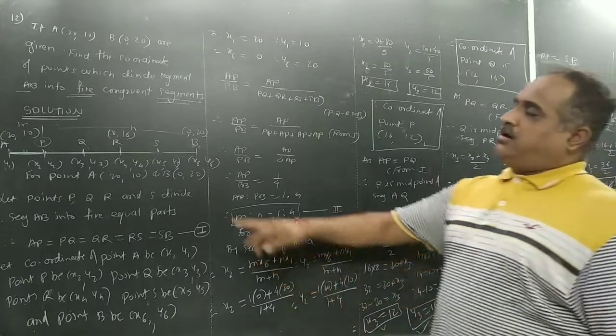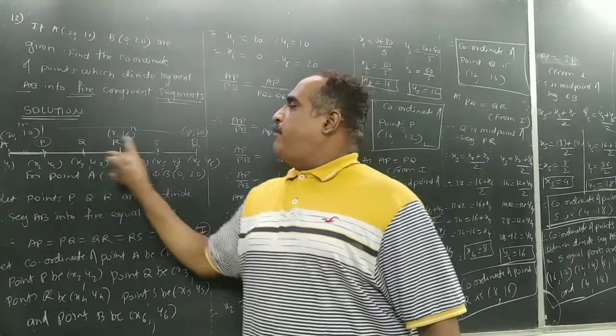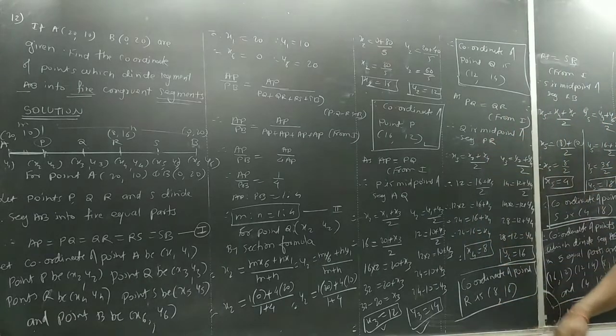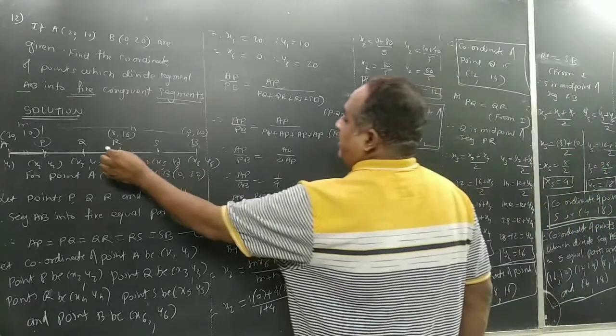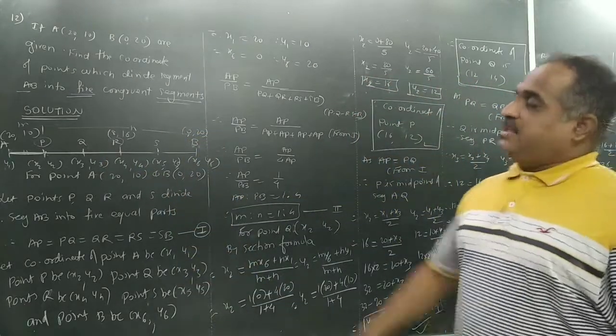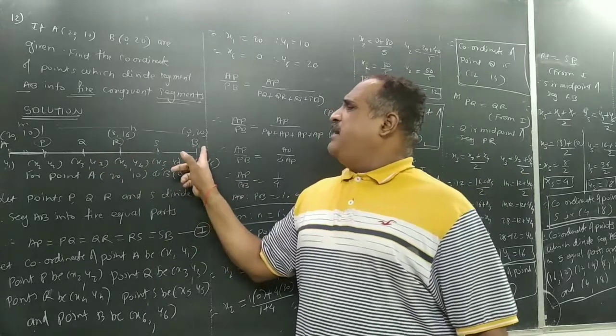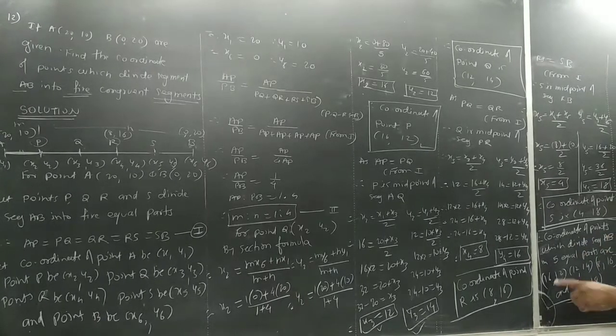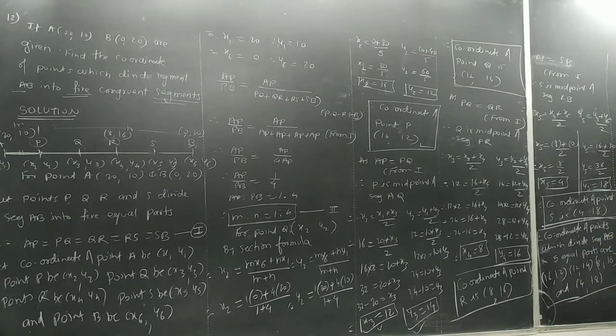Now we got x3 and y3, but Q is the midpoint of PR, so we can easily find out R. But now we have R, but we want to find S. So I noticed that the value of B is known, so what I did, I took S as the midpoint of RB and I got the coordinate of S, that is 4, 18. Then you have to club all the 4 points and write the coordinates of the points which divide the segment AB into 5 equal parts: 16, 12; 12, 14; 8, 16; and 4, 18.